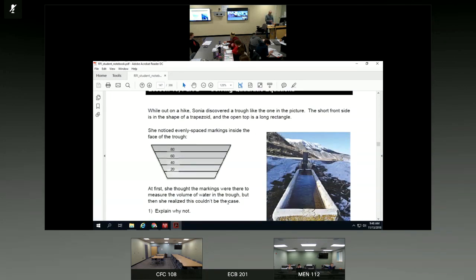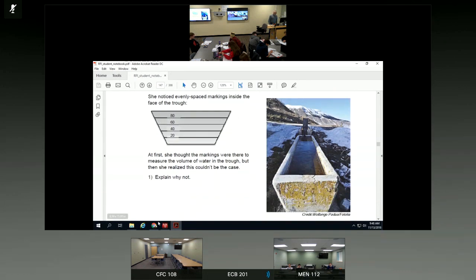On a hike, Sonia discovered a trough like the one in the picture. The short front side is in the shape of a trapezoid, and the open top is a long rectangle. She noticed evenly spaced markings on the inside face of the trough: 80, 60, 40, 20. At first, she thought the markings were there to measure the volume of the water in the trough, but then she realized this couldn't be the case.